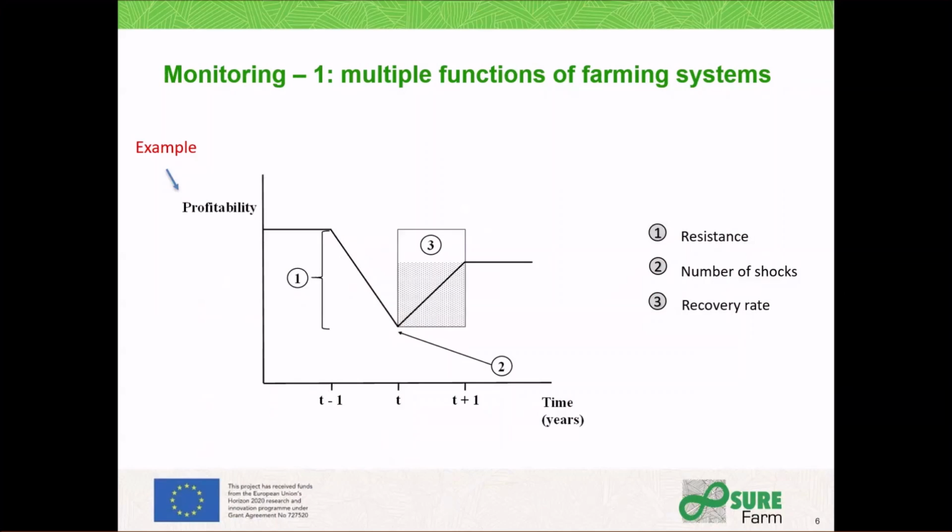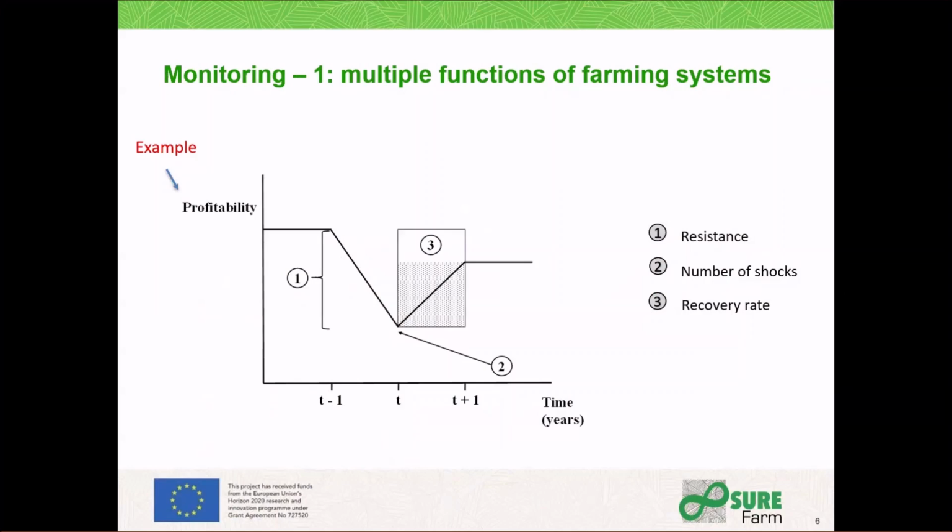The example here is for profitability. It's the old-fashioned example, I would say, but it's just an example. You could also measure other private and public functions of the farming system. You could look at resistance, the number of shocks that the system faces, the recovery rate after shocks. That is doable.